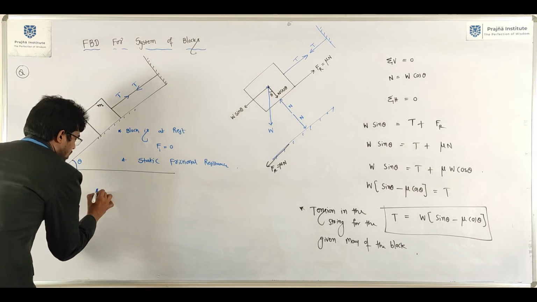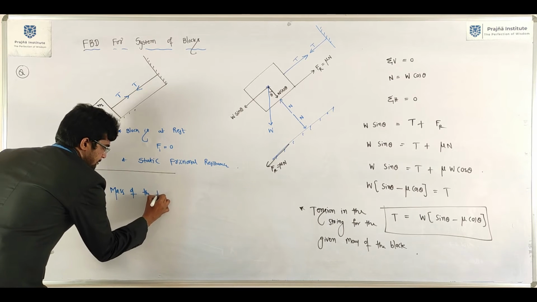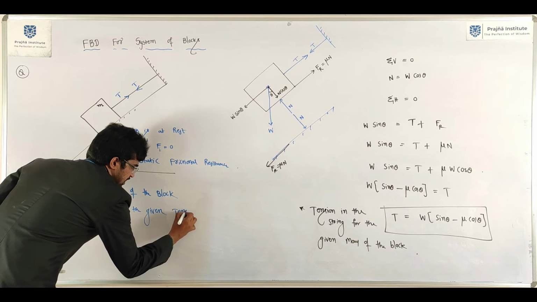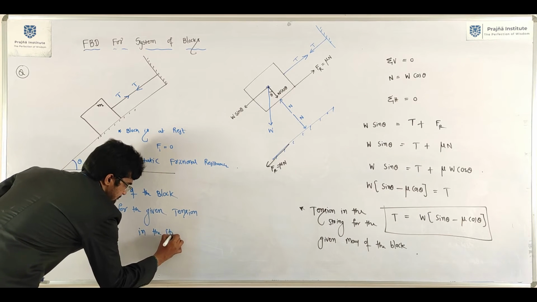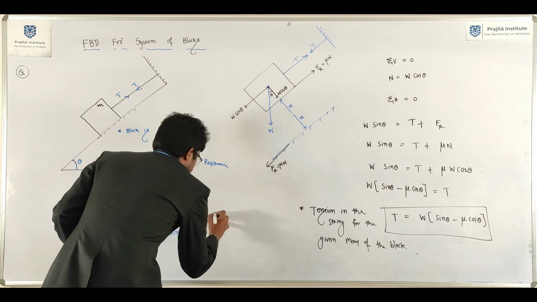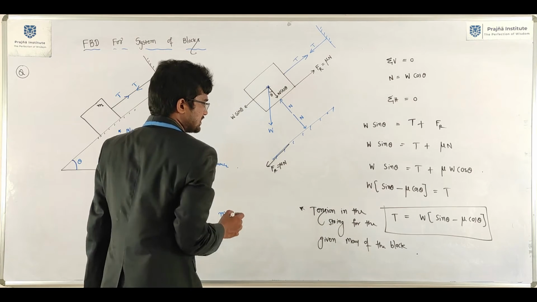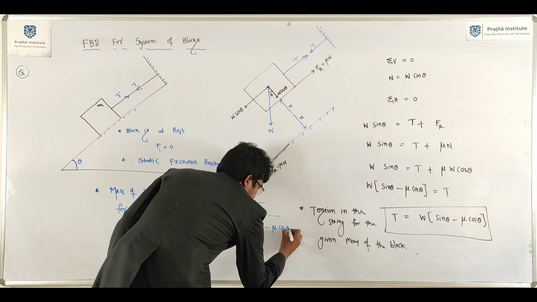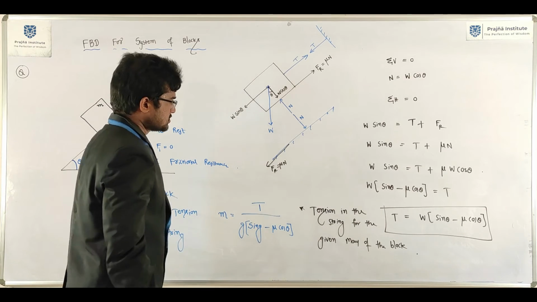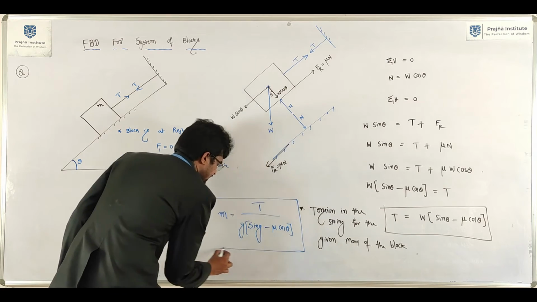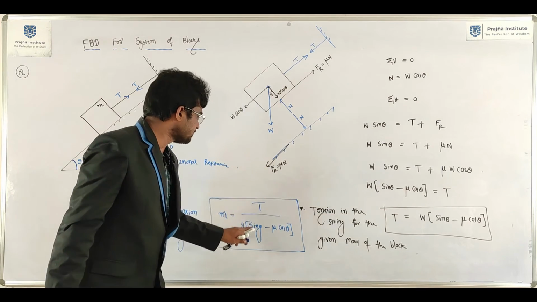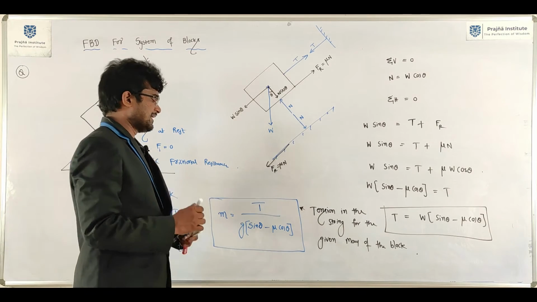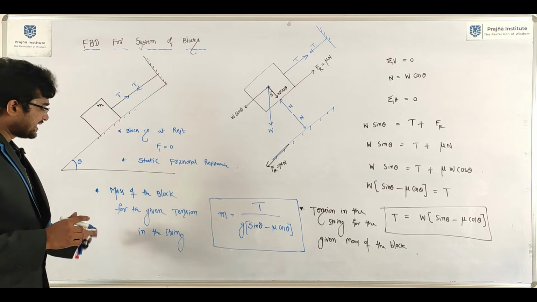Now, for the given tension in the string, the mass equals T by (sin theta minus mu into cos theta), and here you will get g. So this is the mass of the block for the given tension in the string. W equals T by (sin theta minus mu into cos theta).